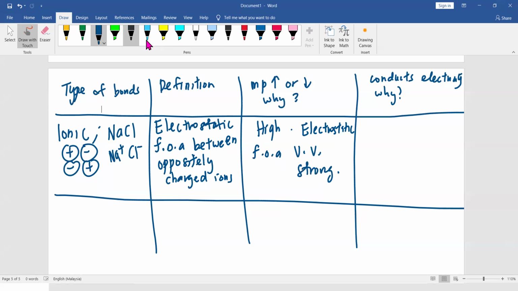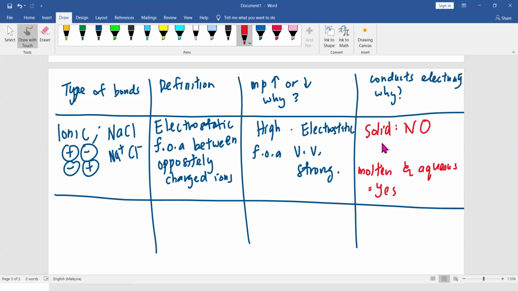Does it conduct electricity? Here's the keyword: in what state? In solid? No. But in molten and aqueous? Yes. Do you remember what is aqueous? Aqueous means dissolved in water. Molten is liquid. Why no? Because ions are not free moving in a solid. In molten, yes, ions are free. Remember, it's ions. Get it? This is the first one.